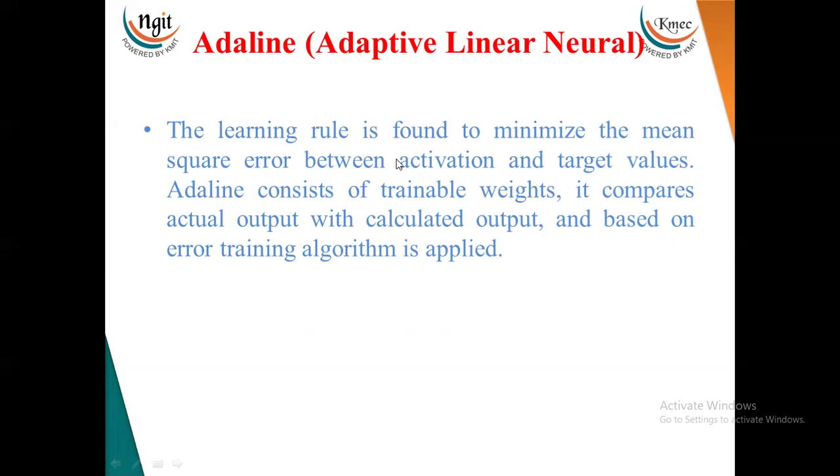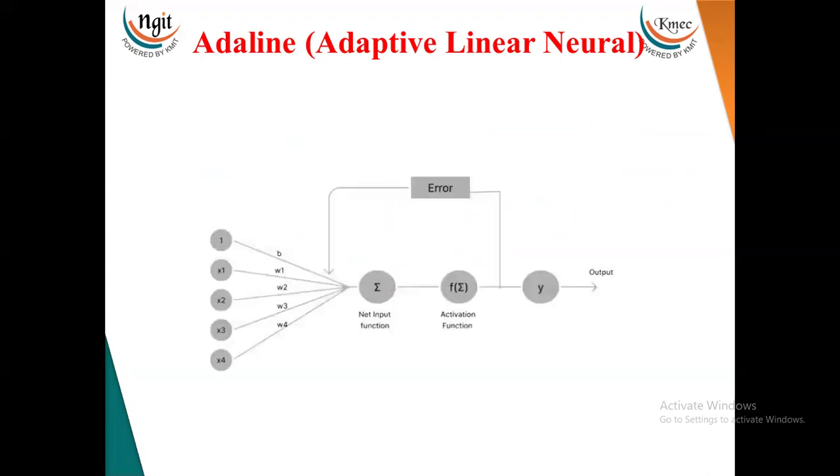Why are we using the learning rule? It minimizes the mean squared error between the activation and target values. Whenever I talk about target values, remember that it is a supervised learning method, and it can be trained in order to reduce the error between activation and target values. We will minimize this using the weight calculation. We calculate the trainable weights and compare the actual and calculated output based on the error training algorithm, so we reduce the error by updating the weights.